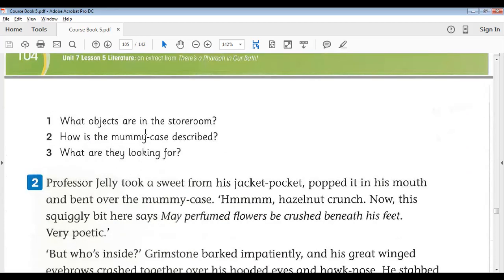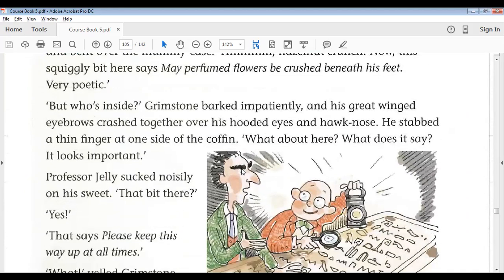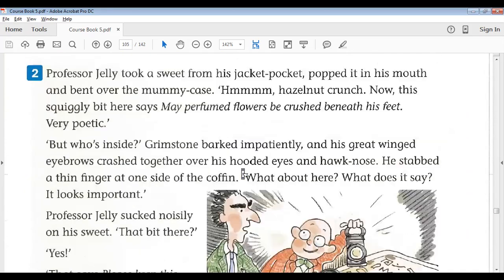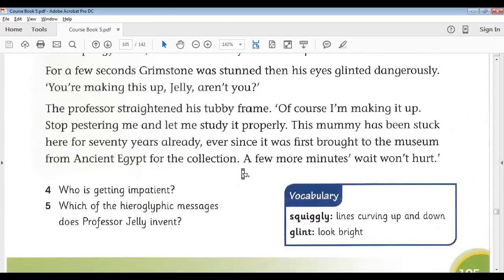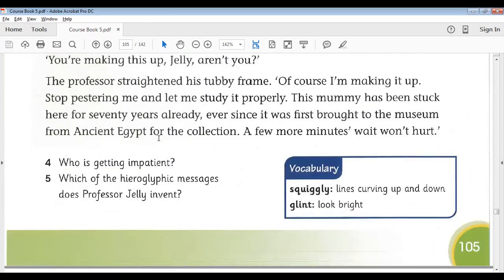These are the three questions: what objects are in the storeroom? How is the mummy case described? What are they looking for? Then I played track 42 again, part 2. We discussed the question and then read this text as well. Then we discussed questions 4 and 5.